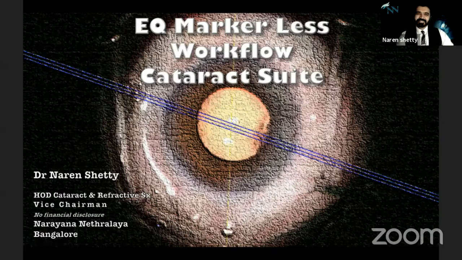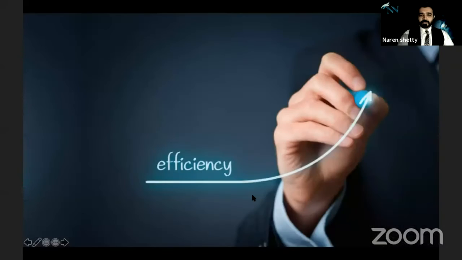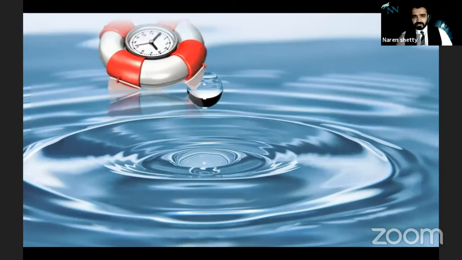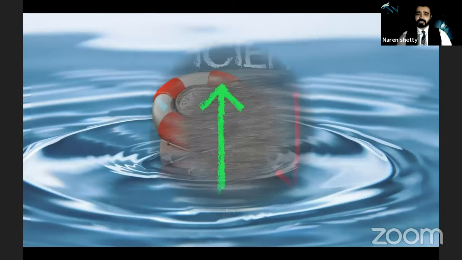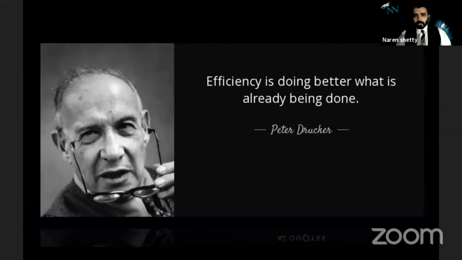Thank you for the introduction. At the onset, I'd like to thank Zeiss and the AIOS for giving me this opportunity. Today I'm going to talk about the Zeiss EQ markerless workflow cataract suite. All of us keep striving to be efficient, to save time, and indirectly save cost. But what is efficiency? Efficiency is doing better what is already being done. So let's look at what is already being done.